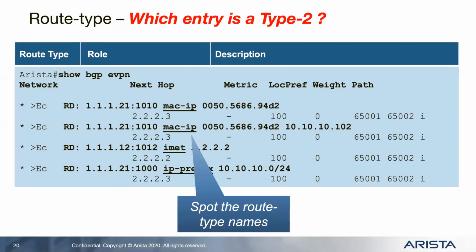What I wanted to highlight here is that despite talking about route types 1, 2, 3, 4, 5, there's also a name for each of these route types. For example, route type 2 is called the MAC IP. It mainly distributes MAC, but it can distribute the IP address mapping for that MAC as well. Route type 3 is called an IMET, and route type 5 is called an IP prefix. That was the purpose of this small exercise: getting used to the names and to spotting them in an output.